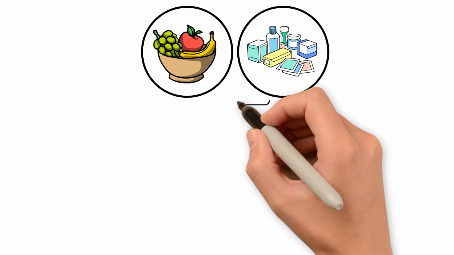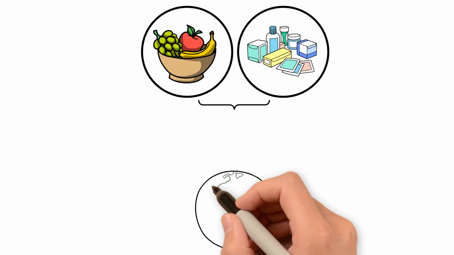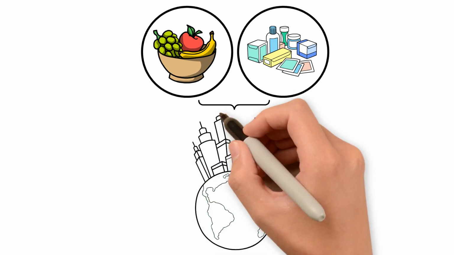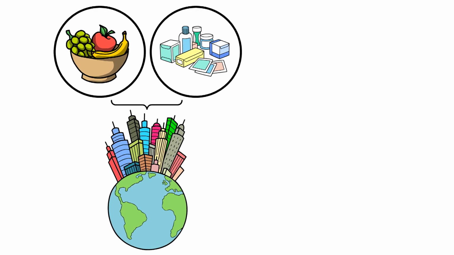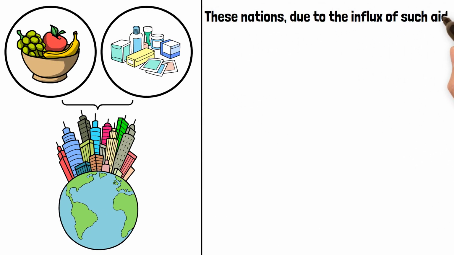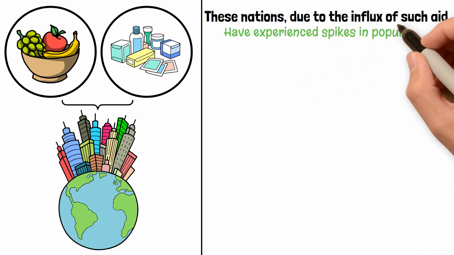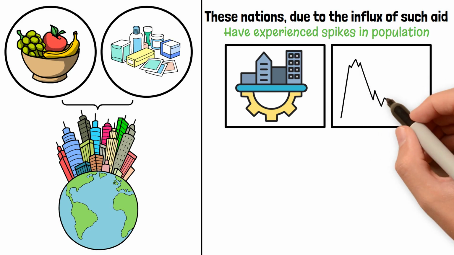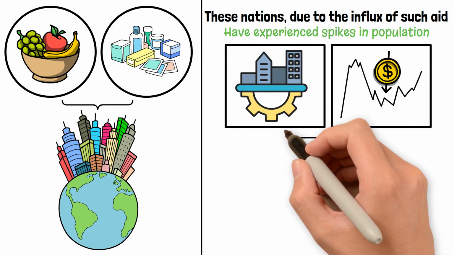The aid in the form of food and medicine from industrialized nations to less developed countries, while well-intentioned, has often led to rapid population increases. These nations, due to the influx of such aid, have experienced spikes in population that their infrastructure and economies struggle to support, creating a tableau of unintended social and economic consequences.